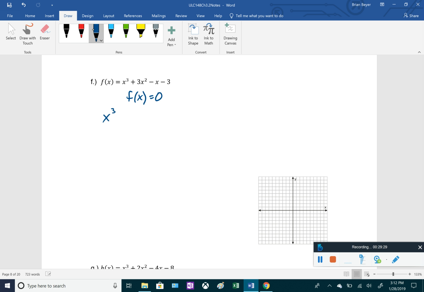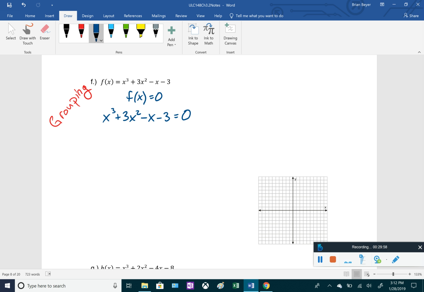So setting this whole thing to 0. Originally we might think maybe we can factor out a GCF. There's no GCF here. That constant term of negative 3 kind of ruins that. What we have to do here is the factoring technique called grouping. So this is going to be grouping. This is really common with cubic polynomials with all four terms in them.